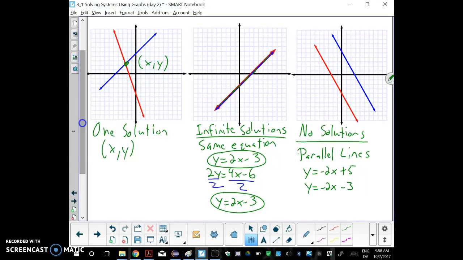So in theory, again, you don't even really need to graph that one because we know that there's just a pair of parallel lines. So there's no solution. So hopefully you got this down in your notes.